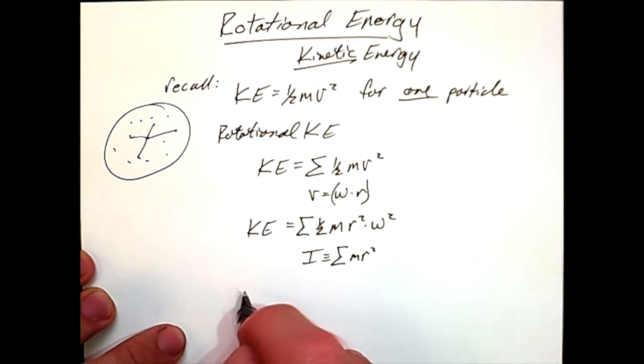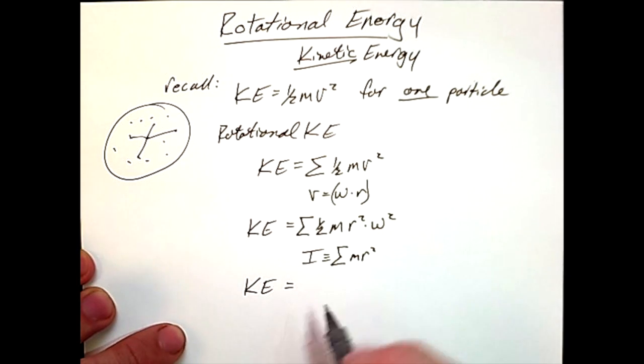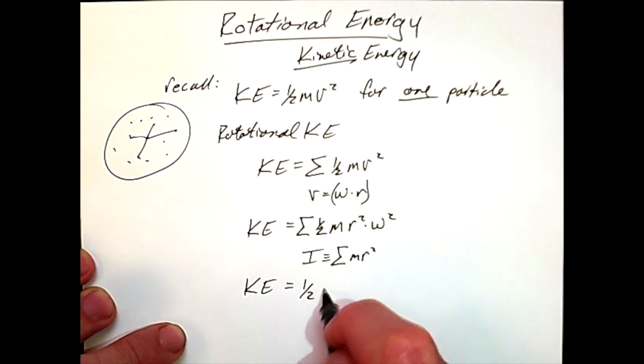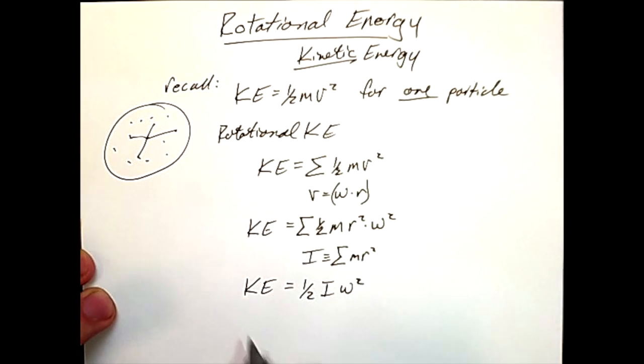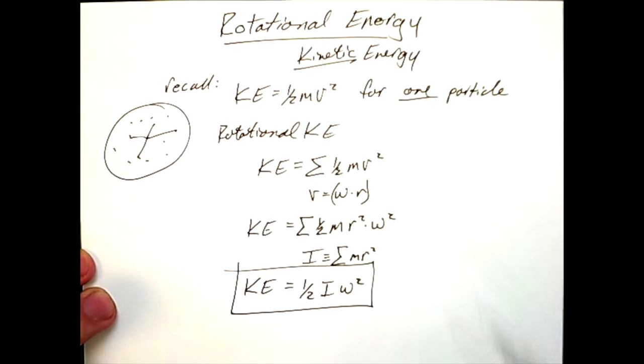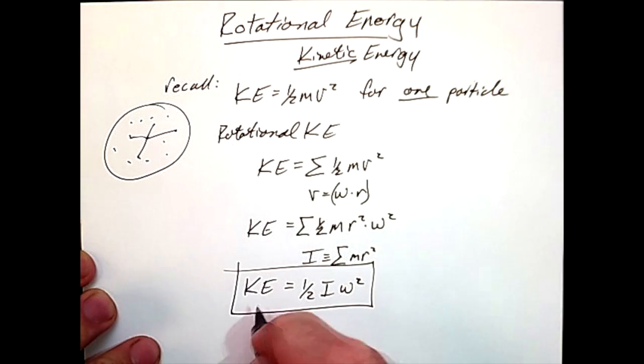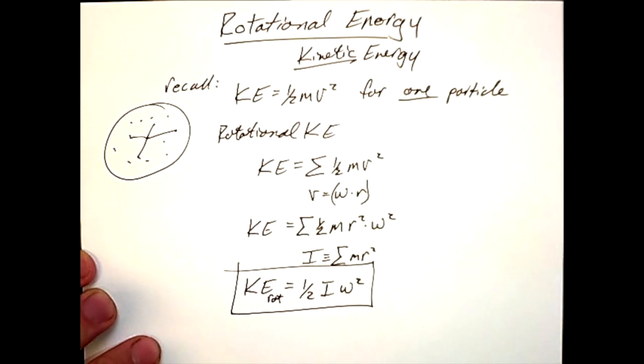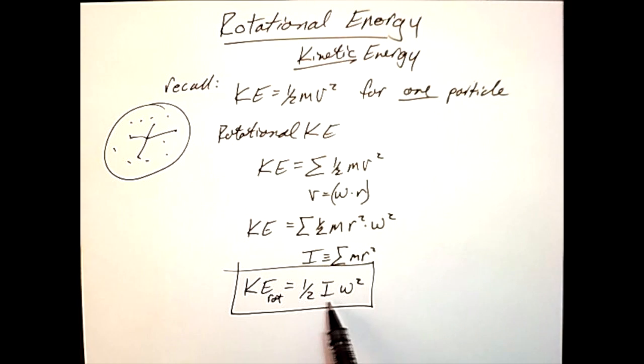So the kinetic energy of a rotating body is truly 1/2 I omega squared. And this formula should look very similar to our original formula, right? It has an inertia characteristic along with a motion characteristic squared times 1/2. So the rotational kinetic energy is equal to 1/2 I omega squared.